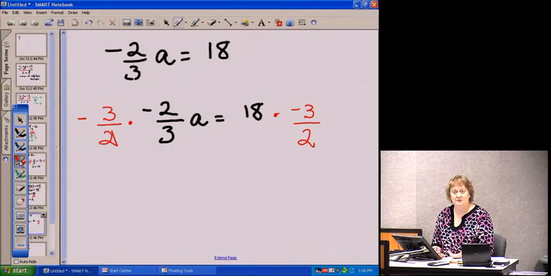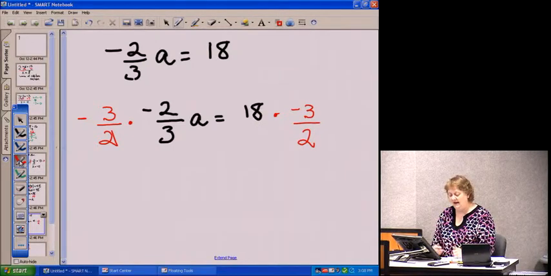And remember, the reciprocal just means that you flip the fraction. The 3 goes on the top and the 2 goes to the bottom. Now, the sign stays the same. So I kept the sign out front. It doesn't have to stay with the 2 as long as it's just out front.